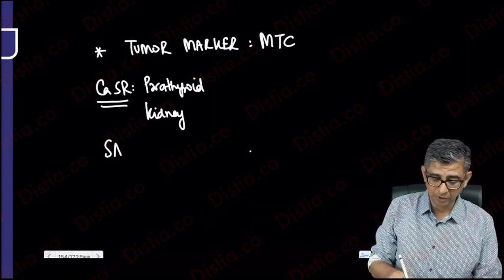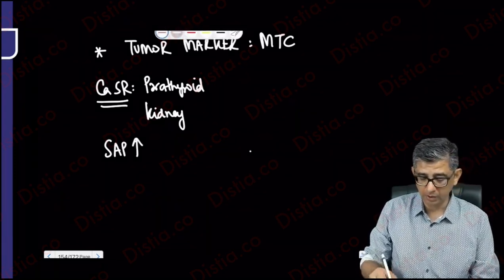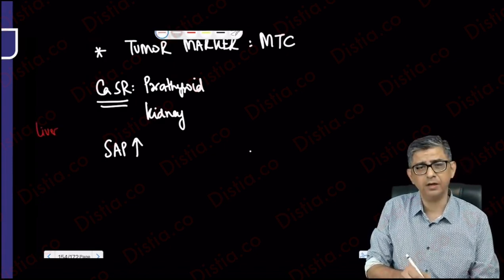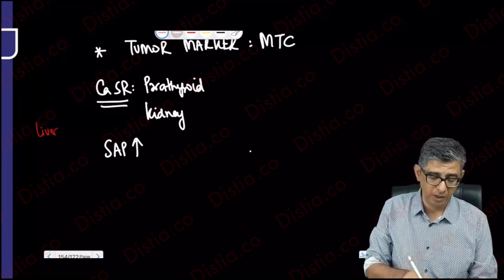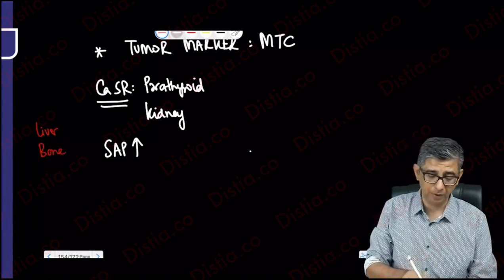So a quick recap for serum alkaline phosphatase. Though you are going to read about serum alkaline phosphatase being produced even from the liver, and liver-specific alkaline phosphatase is elevated in obstructive jaundice, bone-specific alkaline phosphatase is what I am primarily talking about.